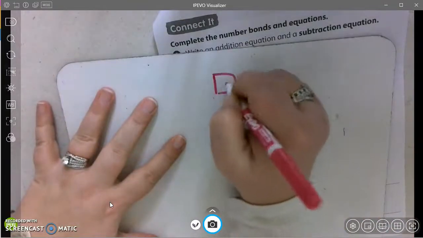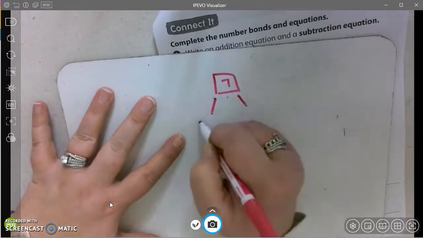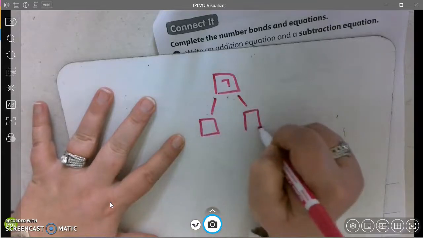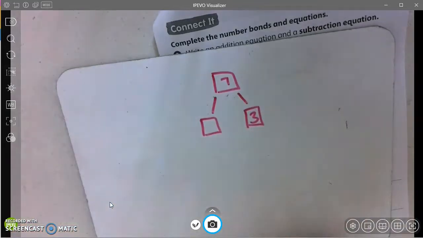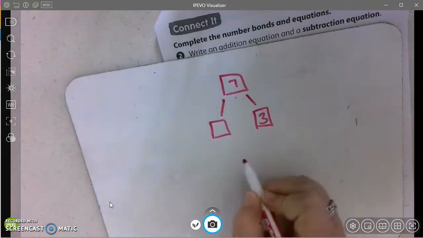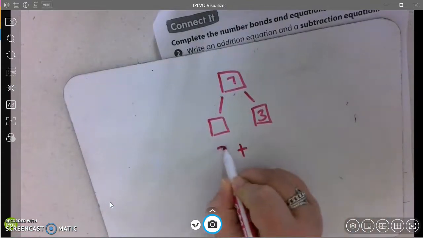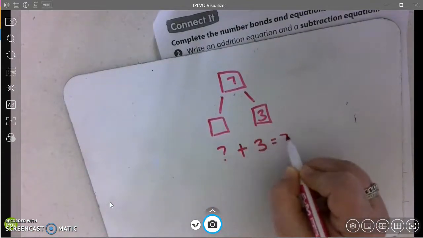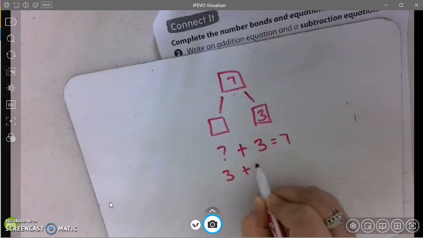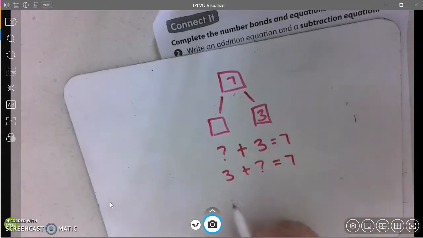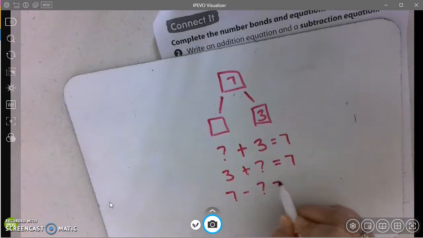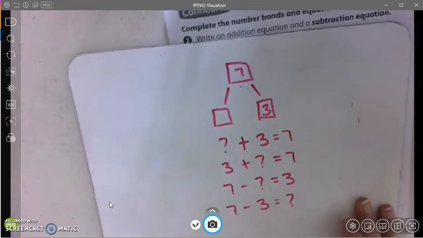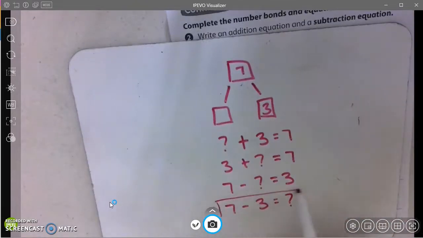So we have 7, something and 3. Okay, so I know that my addition equation is going to be something plus 3 equals 7. 3 plus something equals 7. 7 minus something equals 3. And 7 minus 3 equals something. Okay? So this one gives me both numbers and the answer is my question mark.